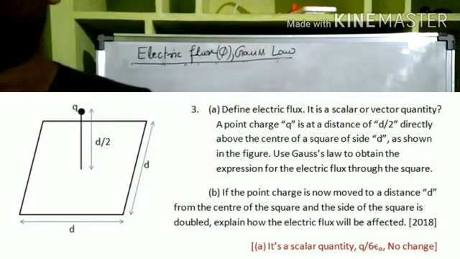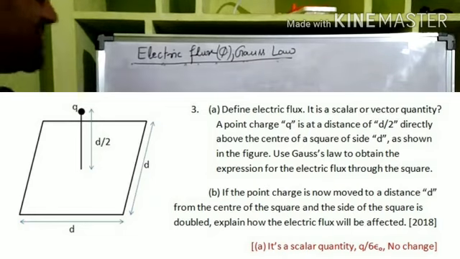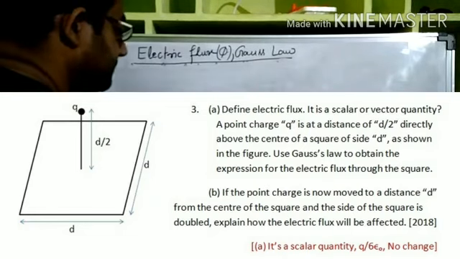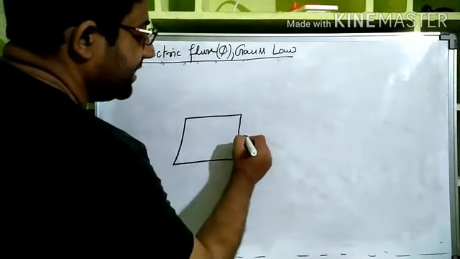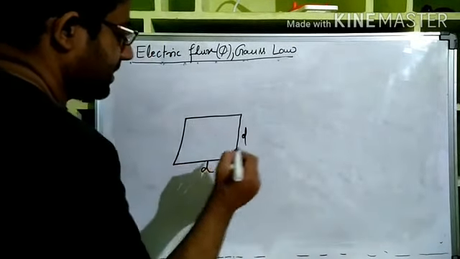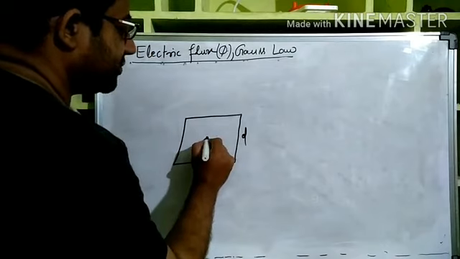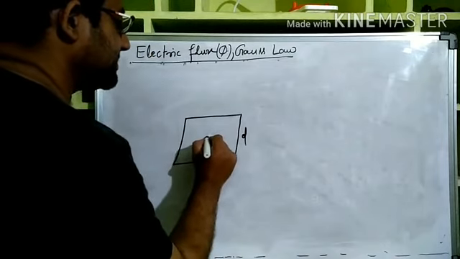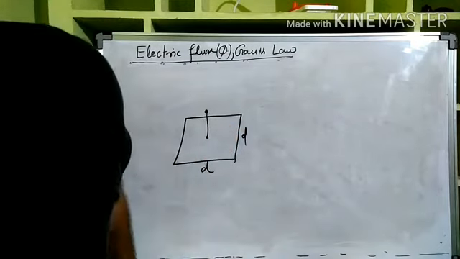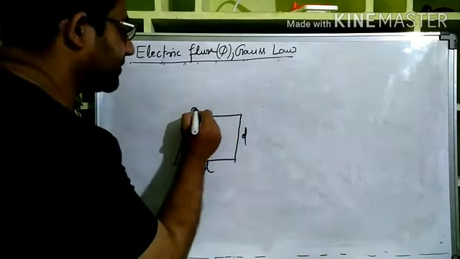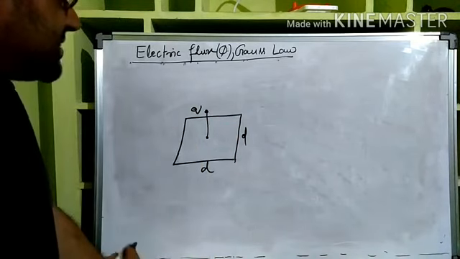And the second part is a point charge q is at a distance of d by 2 directly above the center of a square of side d. There is a square of side d, and from the center, at a distance d by 2, let us say this much, there is a charge q.